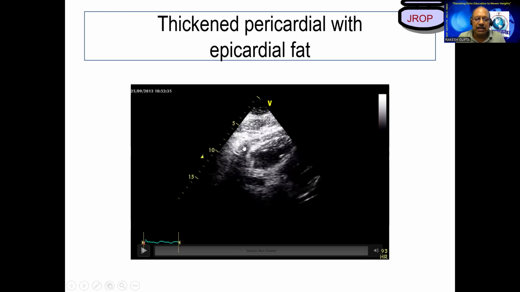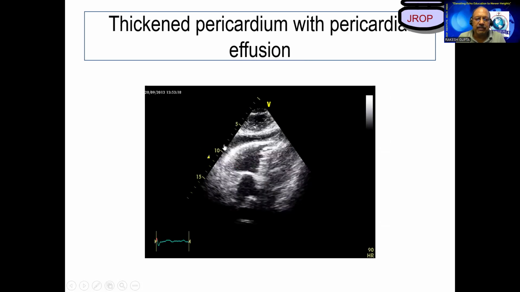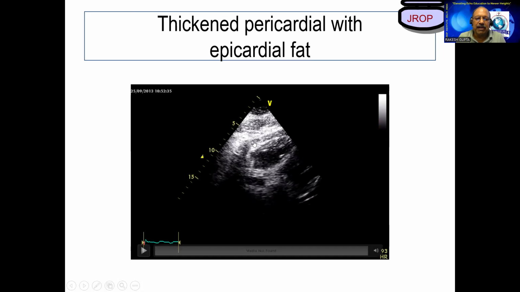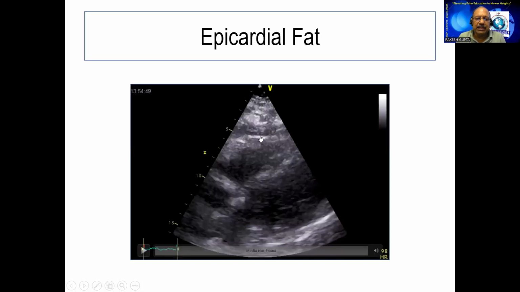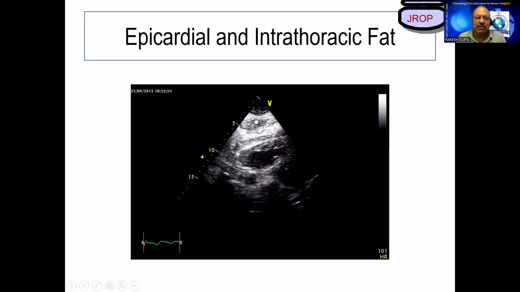Now the same intrapericardial structure is being opacified by the presence of epicardial fat. So here is an epicardial fat. And here is another example for epicardial fat. Here is a visceral, here is a parietal pericardium. Here is epicardial fat, and outside the parietal pericardium, there is also fat which is present over here, which is known as paracardiac or intrathoracic fat.